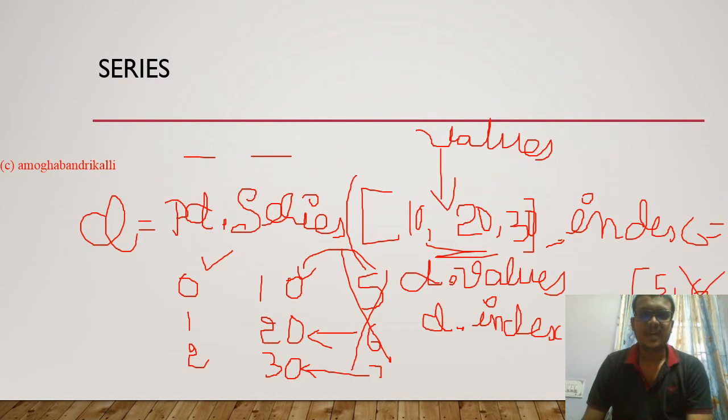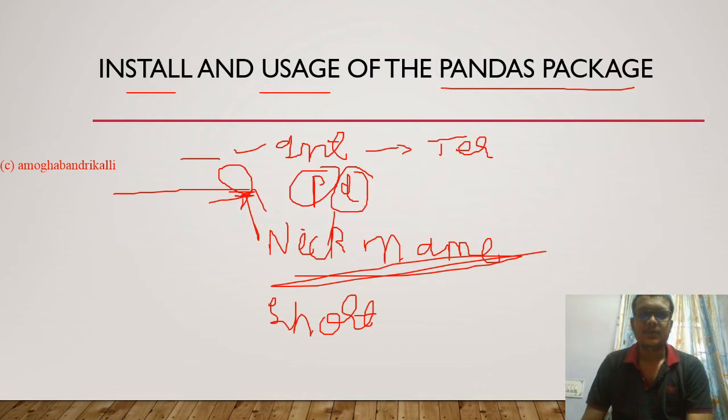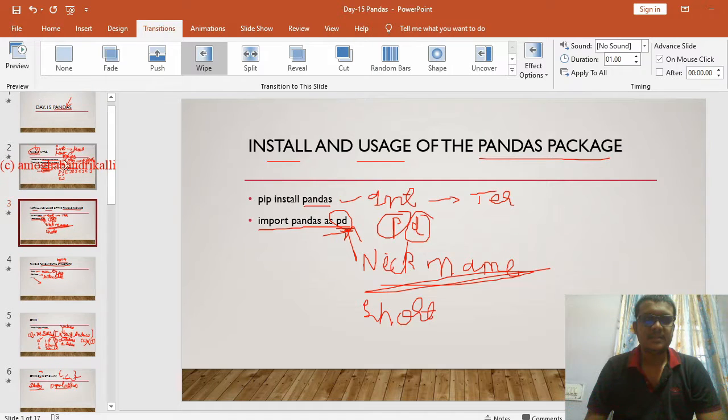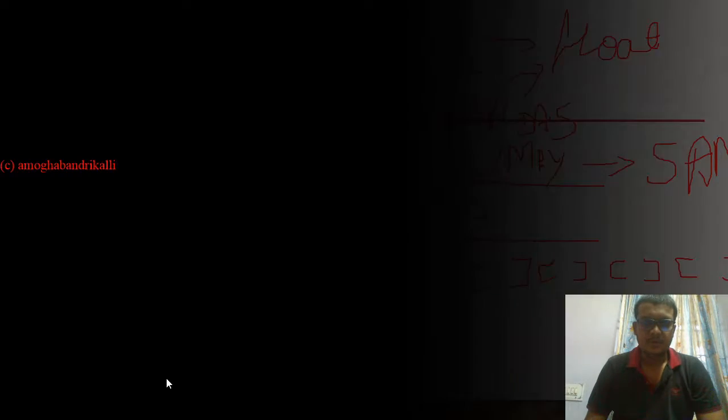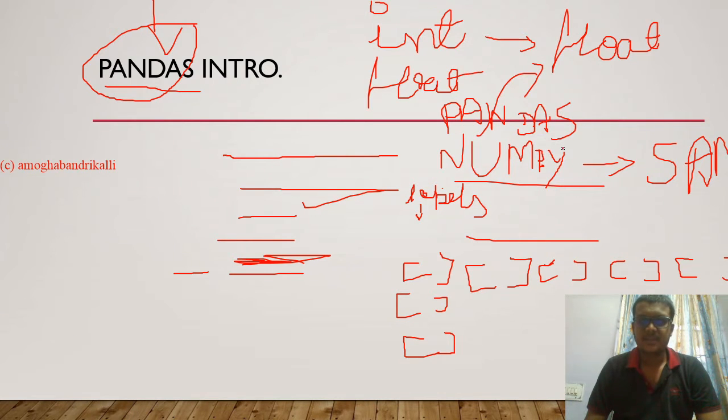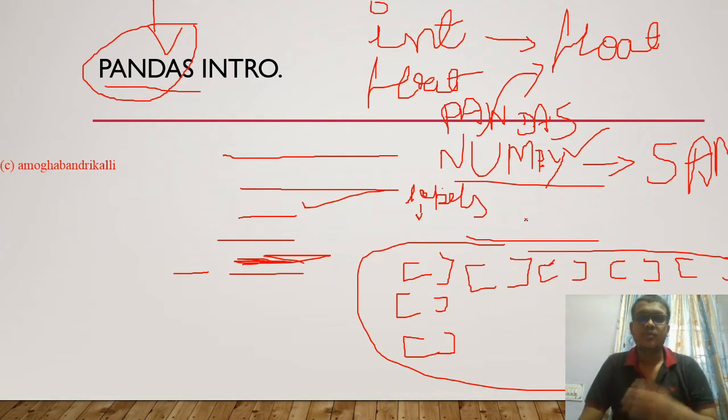So we have just started with pandas. How to install pandas, and how to use the pandas packages. This pandas is an extended version of NumPy. It can handle multi-dimensional data. It can have both the labels and the features. It can have heterogeneous data, whereas in NumPy they were using only the same data type.